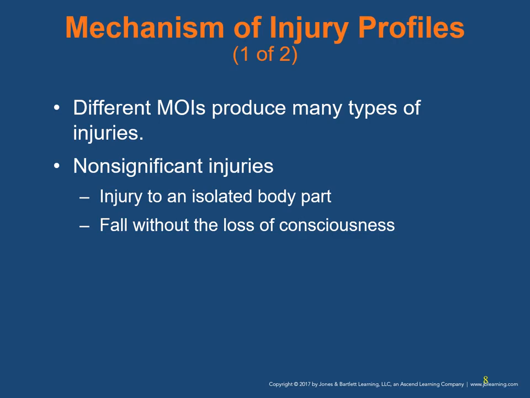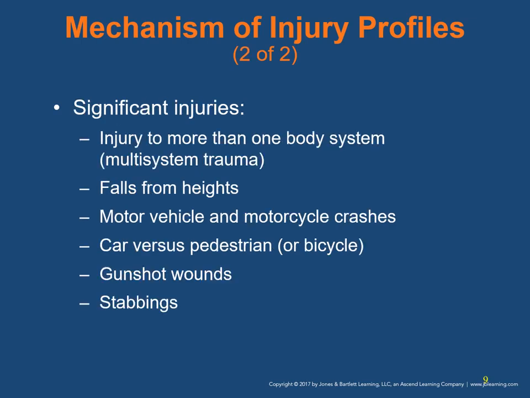Mechanism of injury profiles. Different types of MOIs will produce many types of injuries. Non-significant MOIs: injuries to an isolated body part, a fall without the loss of consciousness. Significant MOIs: injury to more than one body system, multi-system trauma, falls from heights, motor vehicle and motorcycle crashes, car versus pedestrian, bicycle or motorcycle, gunshot wounds, stabbings.